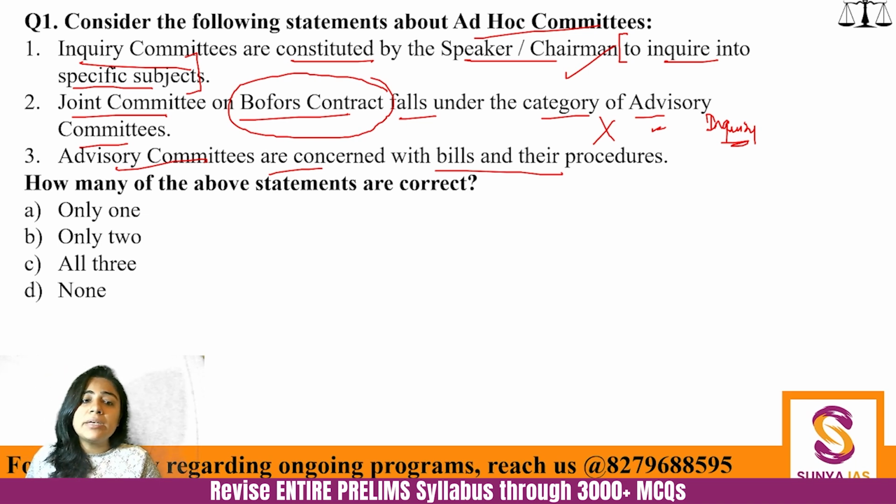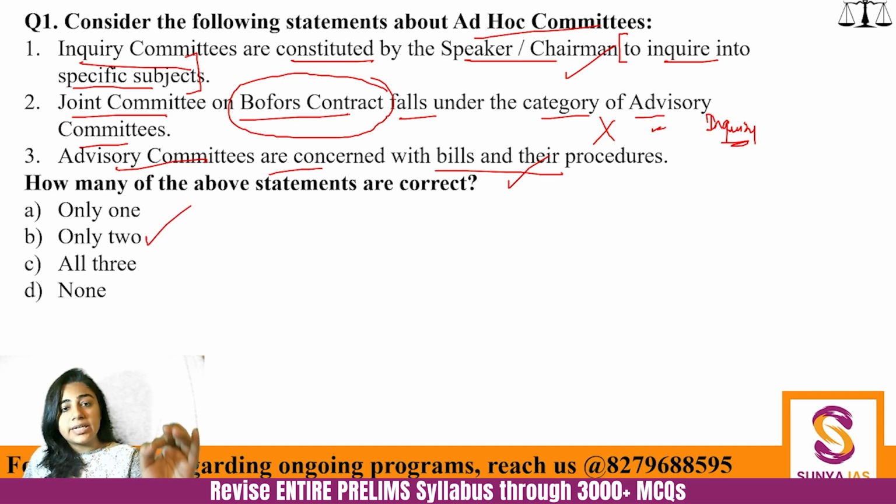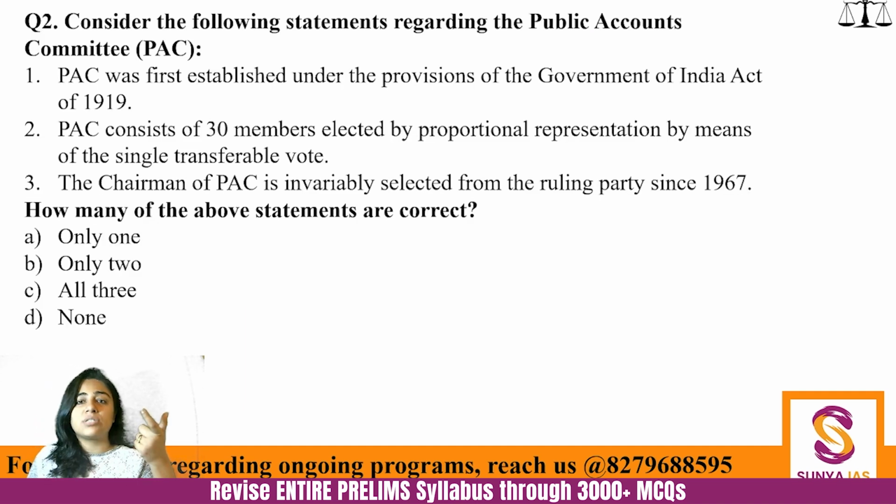The third statement: advisory committees are concerned with bills and their procedures. Yes, this is also a generic statement, and both the statements are correct. Only 2 statements here are correct. So B is the correct answer. You don't have to write much from here. Let's move on to the Public Accounts Committee.